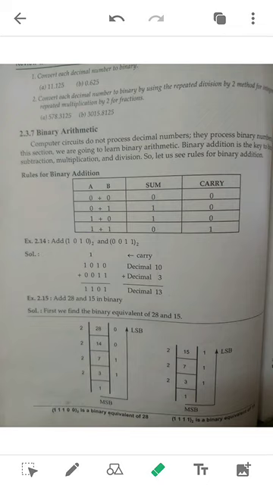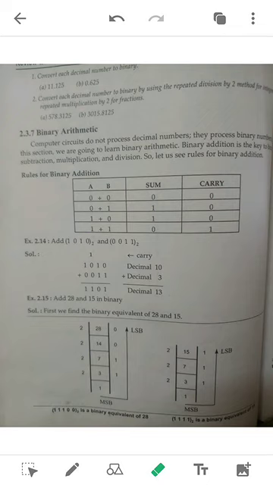Here we are discussing binary arithmetic, called binary addition, and from binary addition we can have binary subtraction, multiplication and division. So that is binary arithmetic. There are some rules to perform binary additions.